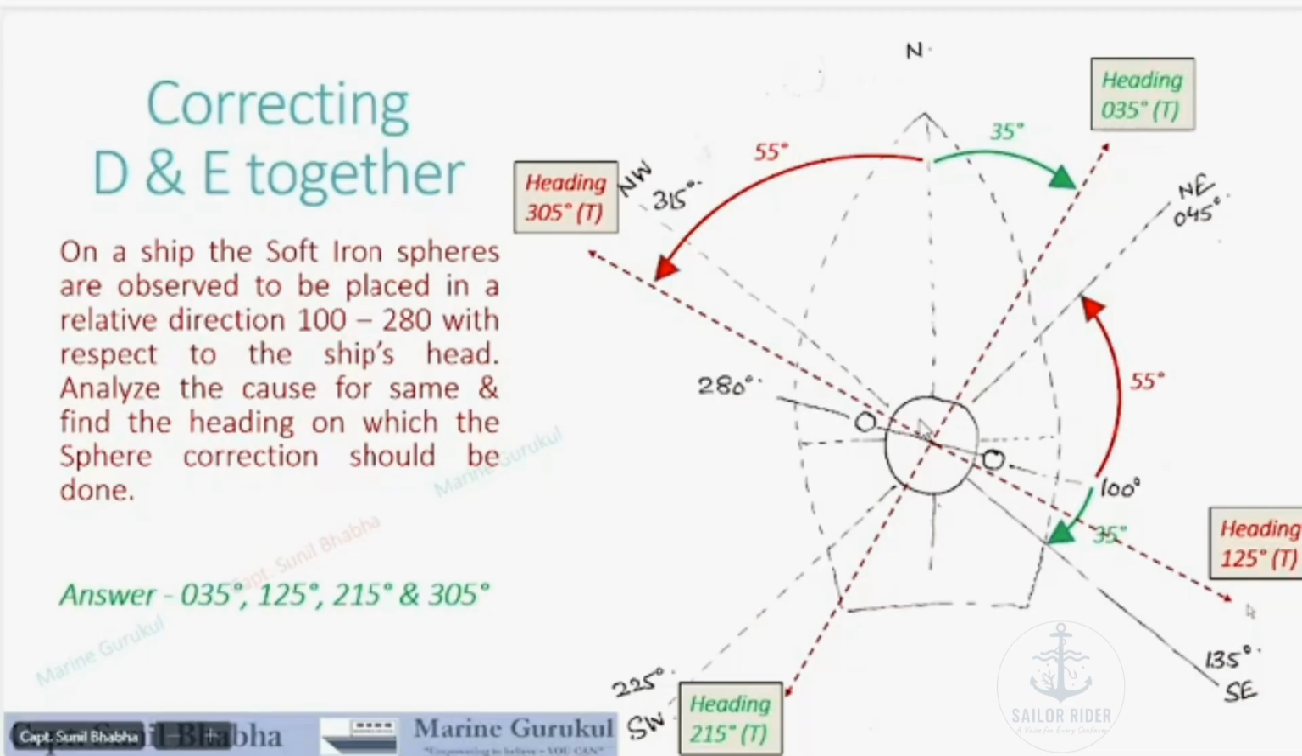Any more doubts, beta, in this? Sir, in these type of questions, the spheres are always opposite. I mean, diametrically. Yeah, that's correct, beta. Whatever is the case, whether it is delta correction or echo correction or delta and echo combined correction, you will see that the spheres are fit in a reciprocally opposite direction. They will be 180 degrees away from each other. So the angle would never be anything else. They will be reciprocally opposite directions.